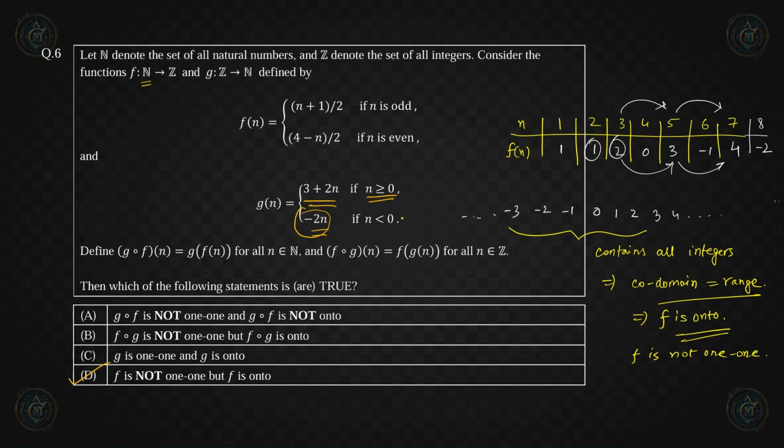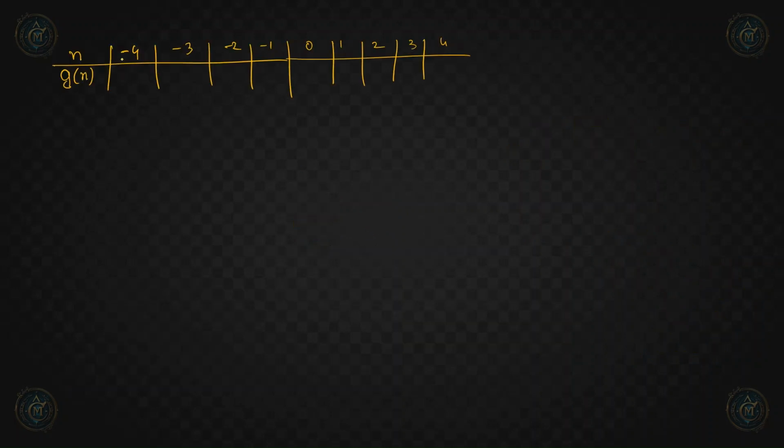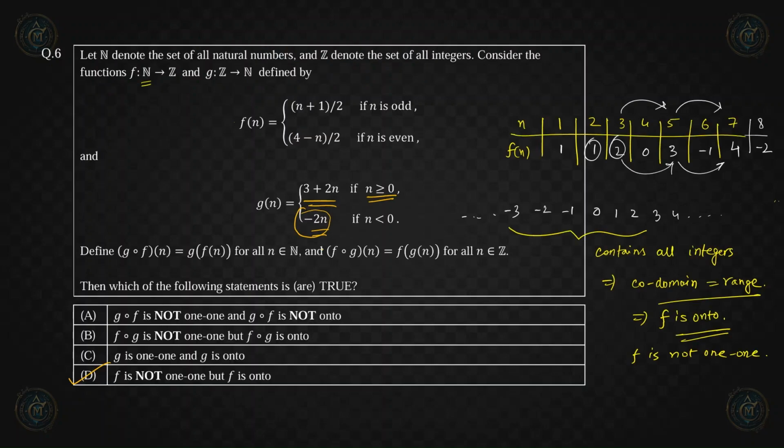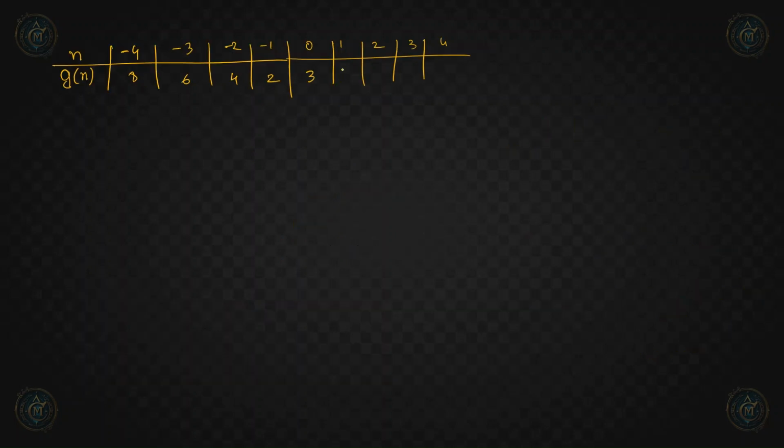So let's check. If n is less than 0, that means this definition will work for g(n). So g(n) will be minus 2 times minus 4, that means 8, right? This will be 6, right? So this will be 4, this will be 2. And for n greater than or equal to 0, this will be 3 plus 2n. That means this will be 3, then it will be 5, 7, 9, 11, right? So we can see the pattern here, that this 2, 3, 4, 5, 6, 7, 8, 9, 10, 11, all the numbers are covered, right?